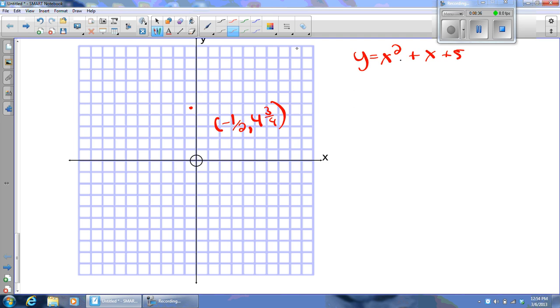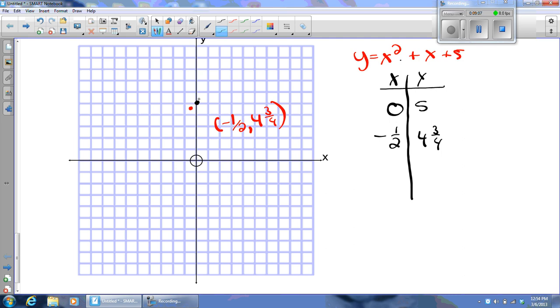my other 2 points so that I can draw my graph? Well, I'm going to make a t-table. And I know negative 1/2 is a great choice for x because y is 4 3/4. I already know it. It's my vertex. I love to put 0 in for x. It's not always going to work, but it can. So I'm going to put 0 in for x. I'm going to get 5 out for y. So 0, 5 has to be on my graph.